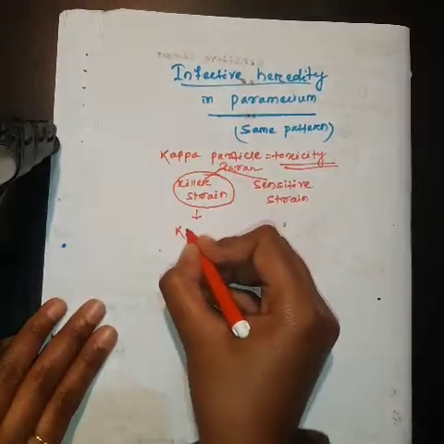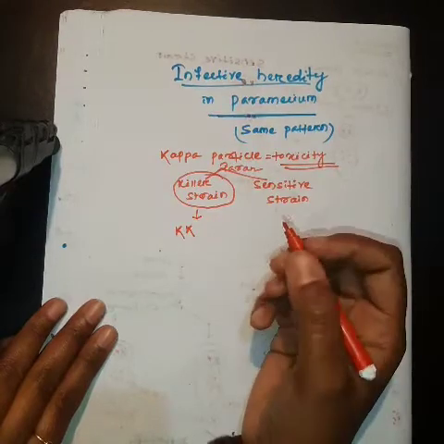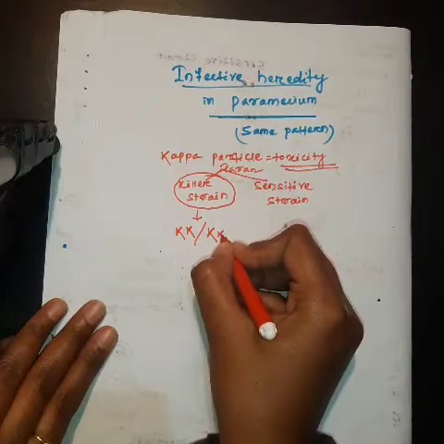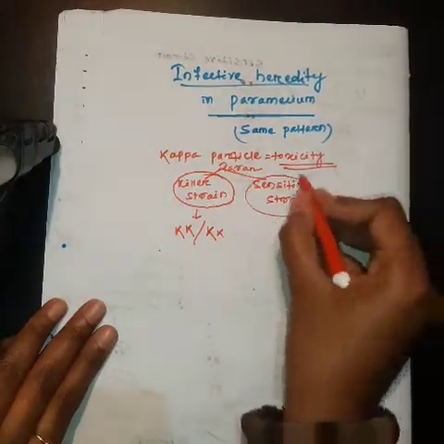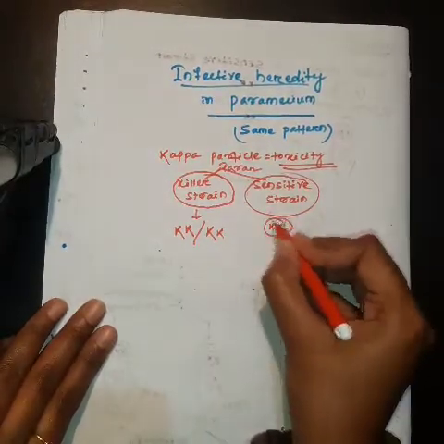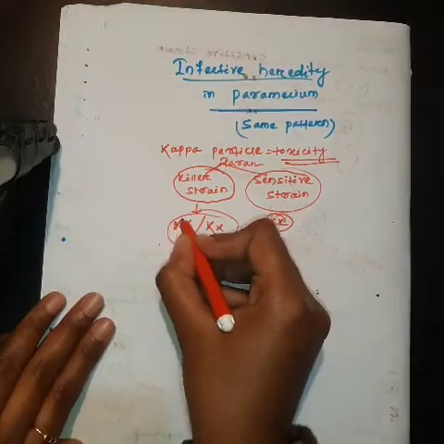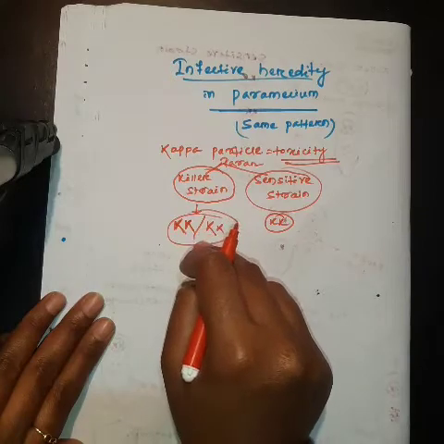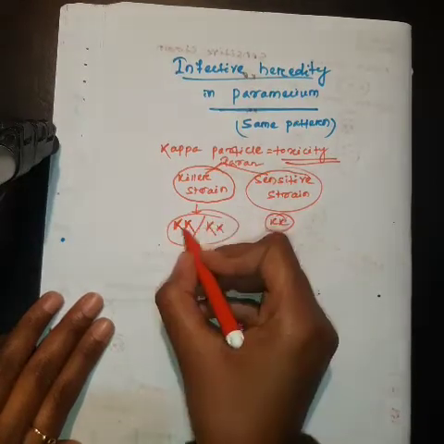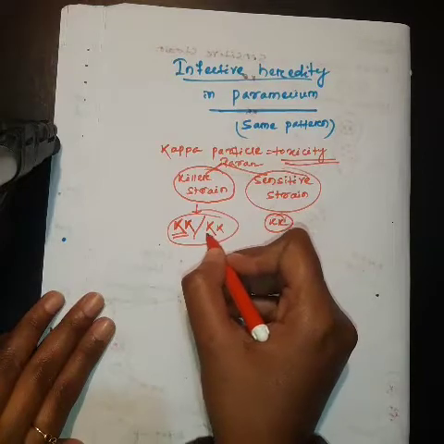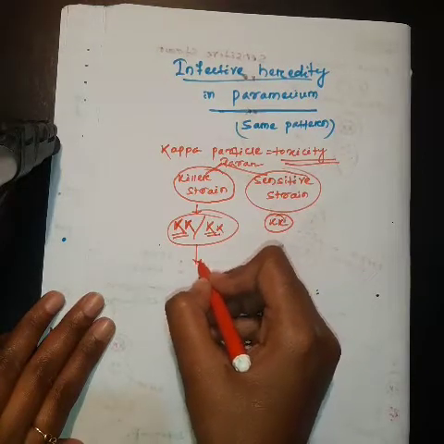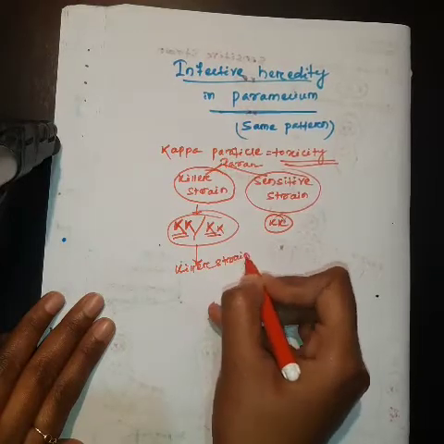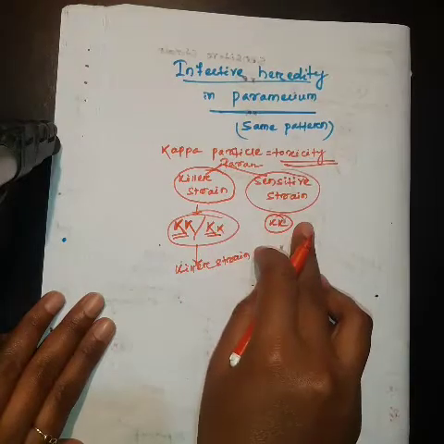It is denoted as capital K, the gene capital K, or you can also say capital K, small k, and the sensitive strain is denoted as small k, small k. So you can see here, even only one copy of capital K produces the gene that is responsible for kappa particle. Even one copy of the dominant gene produces the killer strain. That means the killer strain is dominant over the sensitive strain.